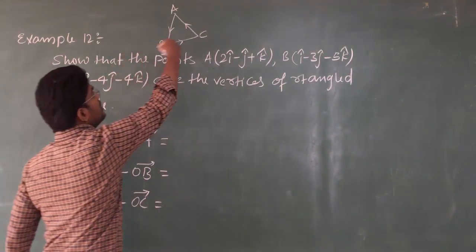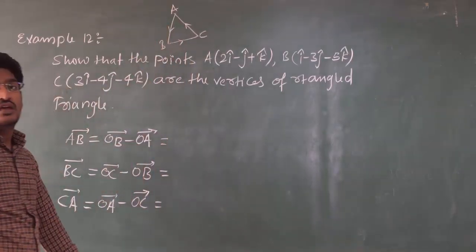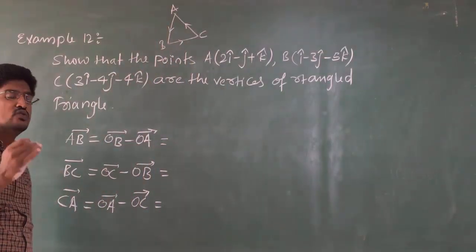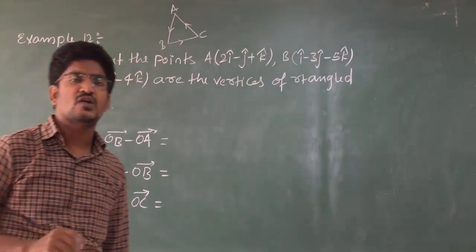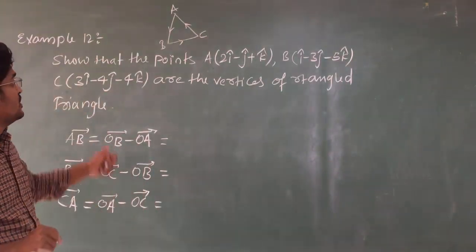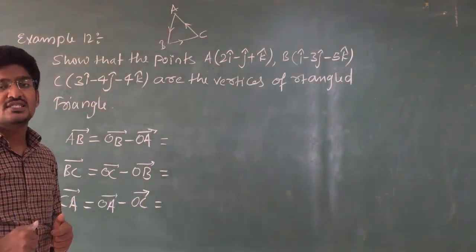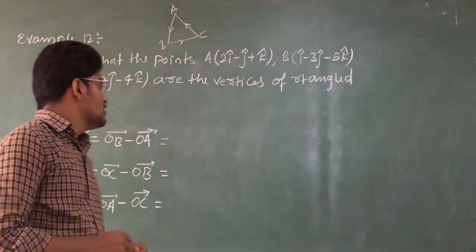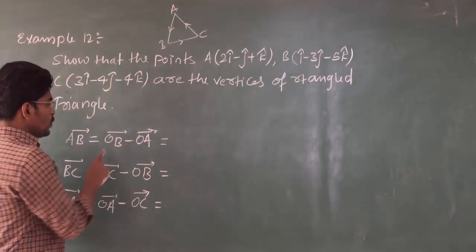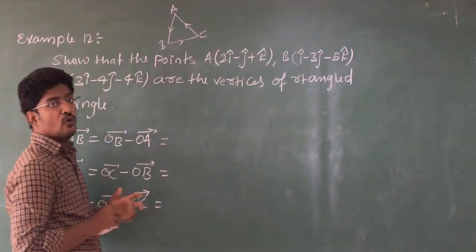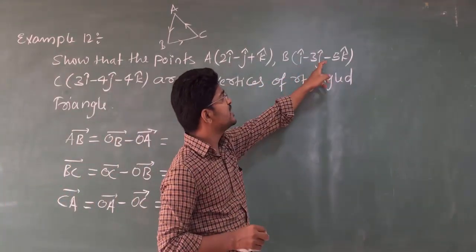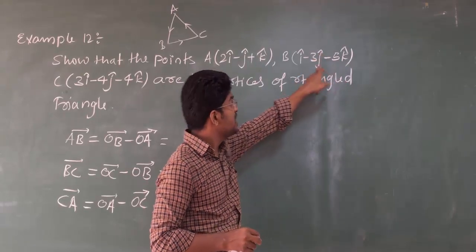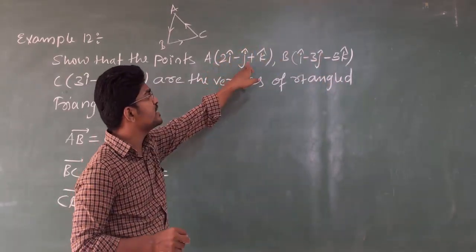This is AB, BC and CA. If you solve for those three sides, using them you can apply Pythagoras theorem and you can say whether these 3 points are the vertices of a right angle triangle or not. Clear? So for that reason, OB minus OA. What is OB? i cap minus 3j cap minus 5k cap, minus what? 2i cap minus j cap plus k cap.